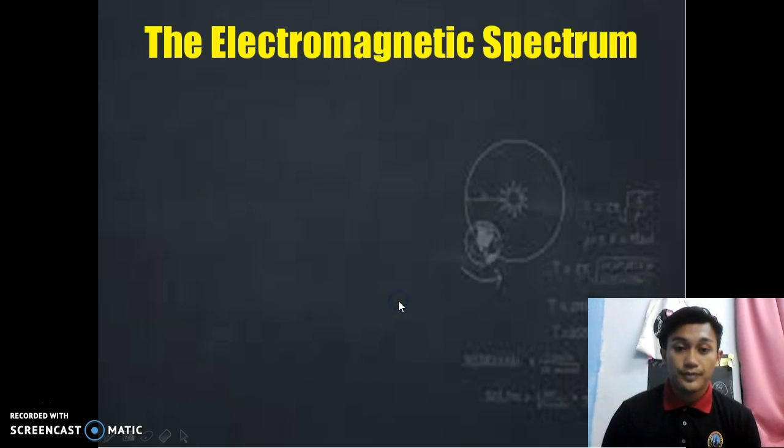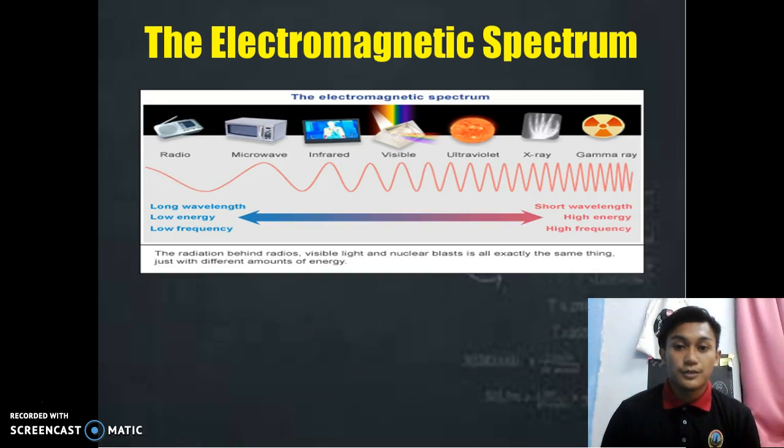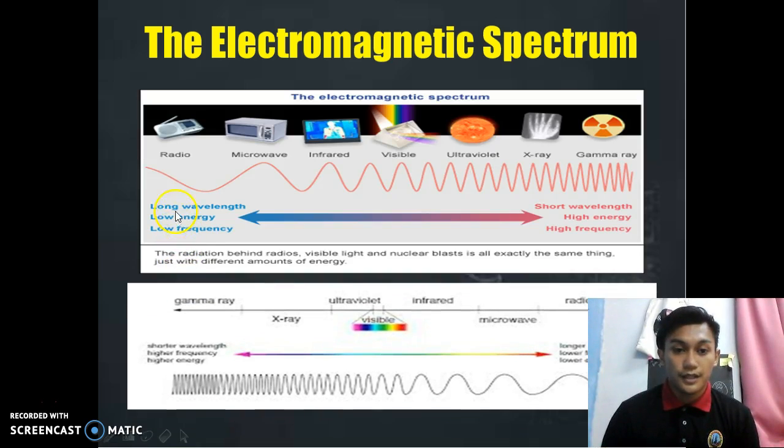Okay, here you can see the electromagnetic spectrum figure. Long wavelengths have low energy and low frequency, while short wavelengths have high energy and high frequency.